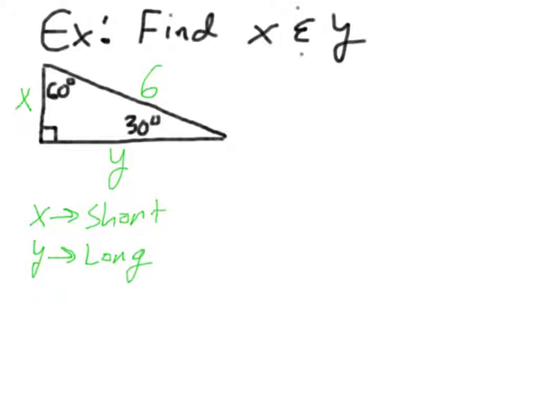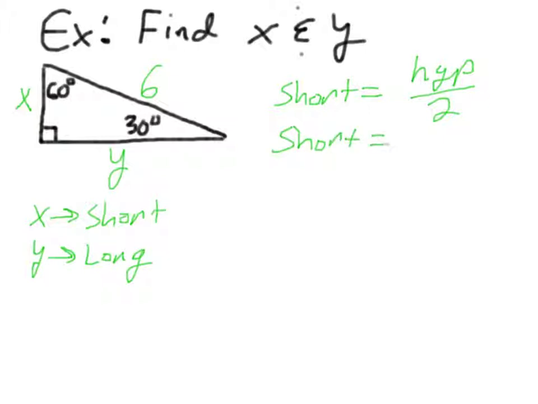Okay, and my formula for the long leg is the long leg equals the short leg times the square root of 3. The problem is that I don't know the short leg, so let's find that first. The short leg equals the hypotenuse divided by 2. Well, the short leg is going to be pretty easy to find because that's just going to be 6 divided by 2, which is 3.